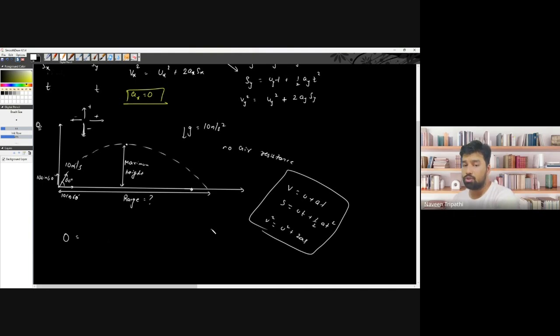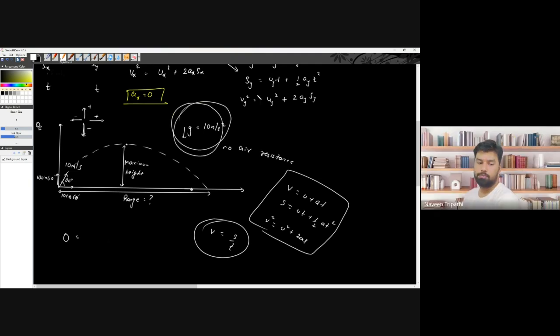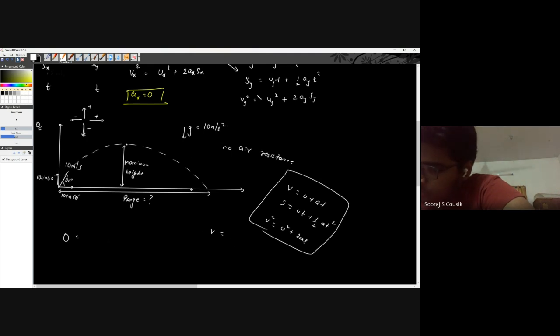v equal to s over t is valid when acceleration is zero, not constant. Here acceleration is not zero. So 10 sin 60 into 0.3048 plus half into minus 10 into 0.3048 whole square. Okay, let me calculate this.